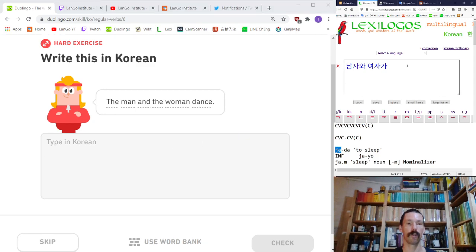They dance is 춤춥니다. C-H-U-M for the noun. C-H-U-B for the verb. 니다. And the root is just chu without any final consonant. And looks like little dancing figures. No, not dancing. This one means, I always confuse these. This one is not sleep. Dance. Yeah, looks like little dancing figures here. The two shields.